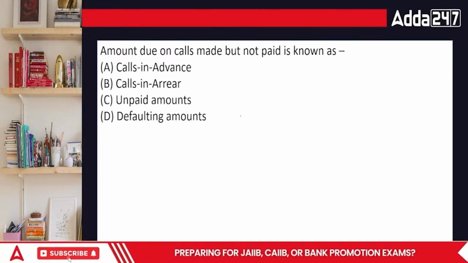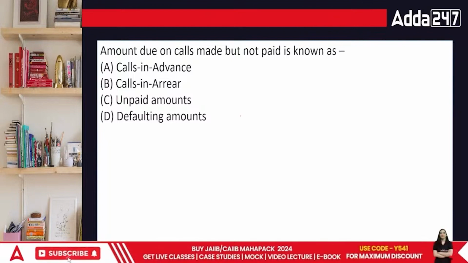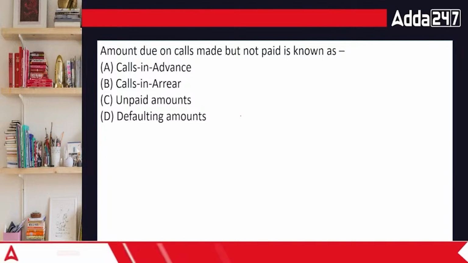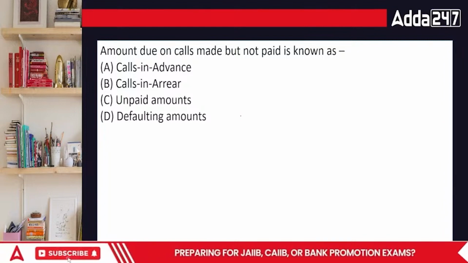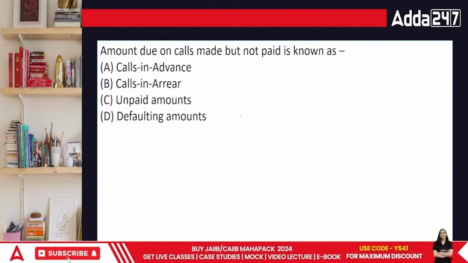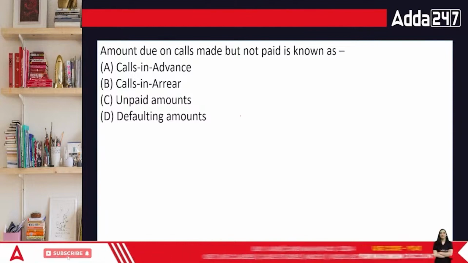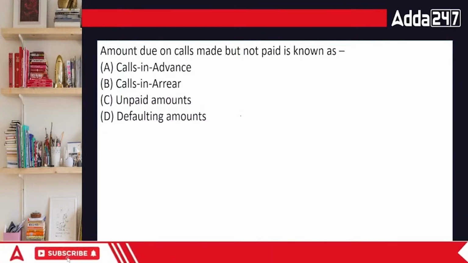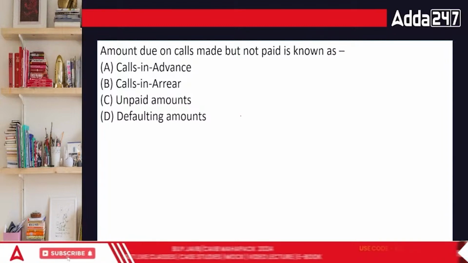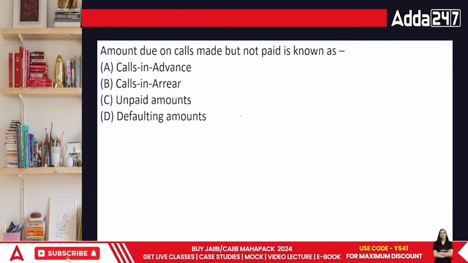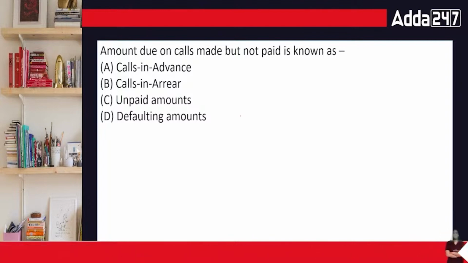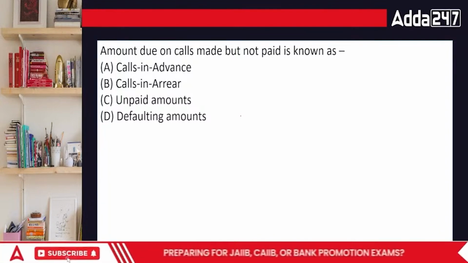to the next question. Amount due on the calls made but not paid is known as what? We have some amount which is due but we haven't paid it yet. What will you call it, everyone? Amount due simply means the amount that we have already made due. Currently we have asked people but they haven't paid yet.